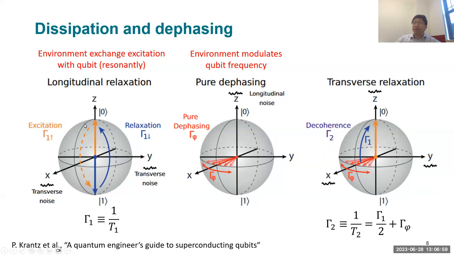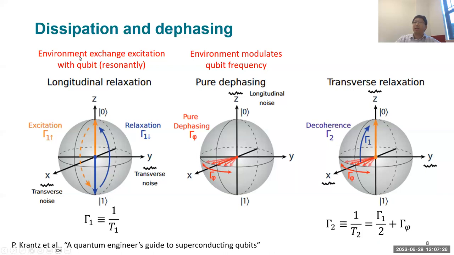If you have a Bloch sphere, we can represent the pole states 0 and 1 as the energy eigenstates of your qubit. So this will be called your ground state, and this is the first excited state of your qubit. Longitudinal relaxation means that if your qubit is prepared in the excited state, and assuming your environment is cold, it's going to eventually relax towards its ground state and lose energy to the environment.